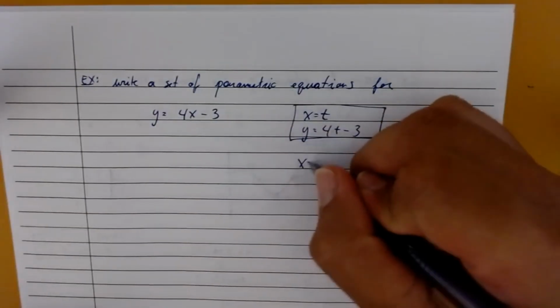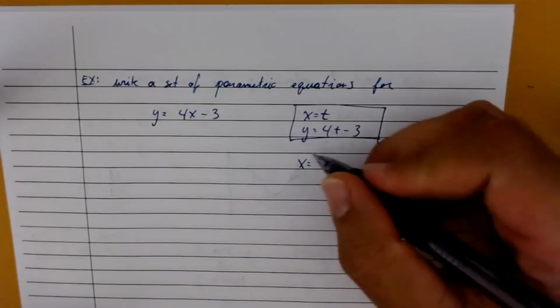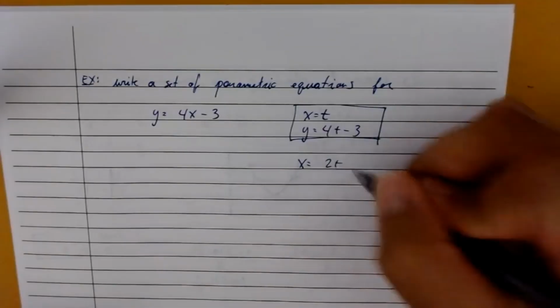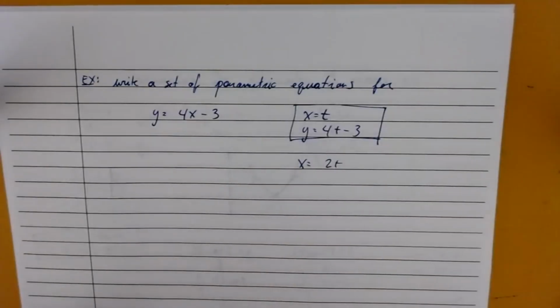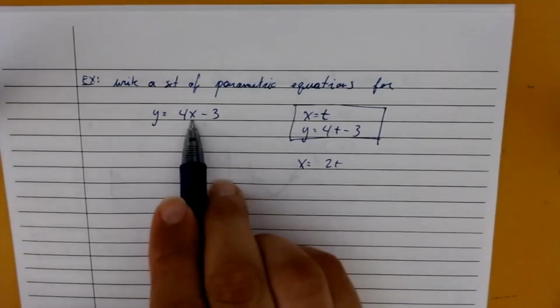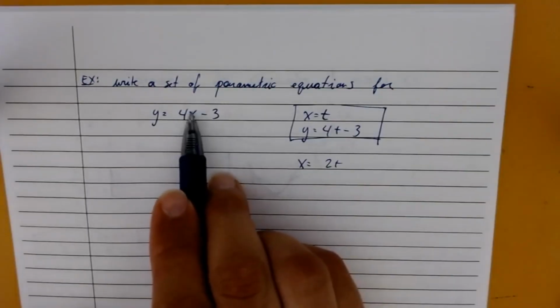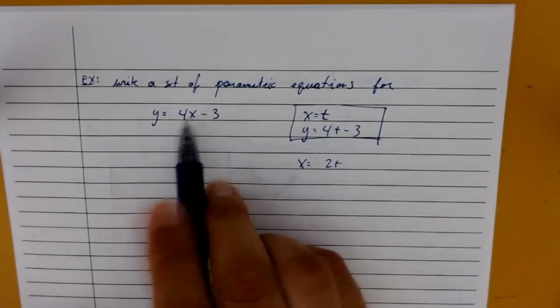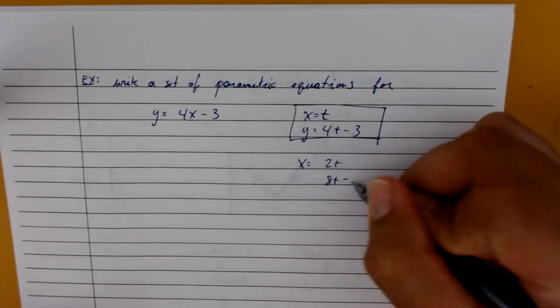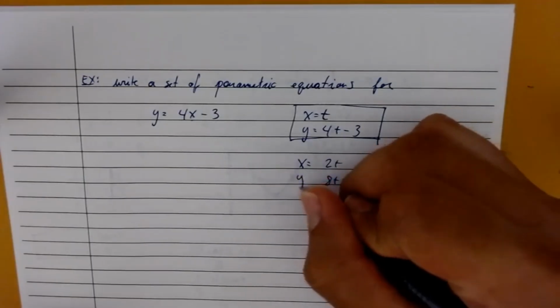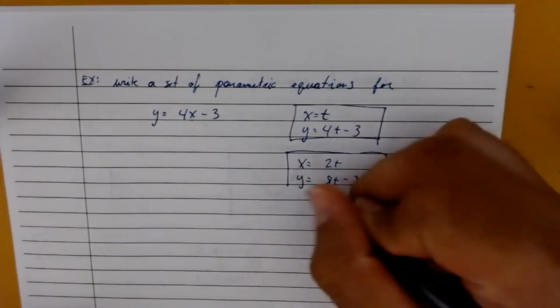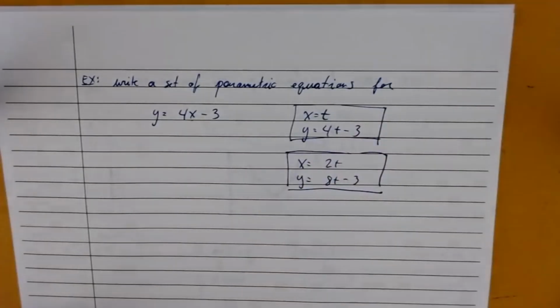For example, another one would be, let me say instead of t, let's say I'm doing 2t. Let's say x is equal to 2t. Okay, well then y would equal, this x is being replaced by 2t. So that's 4 times 2t, that's 8t minus 3. And that looks different, but that's still a parametric set of equations.